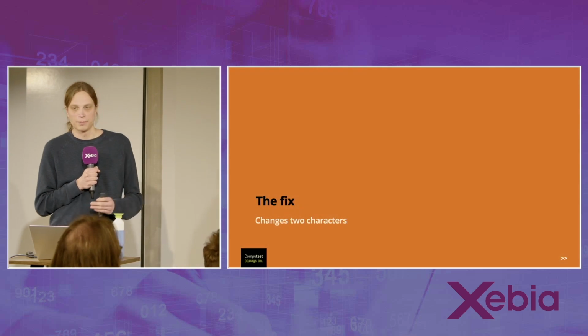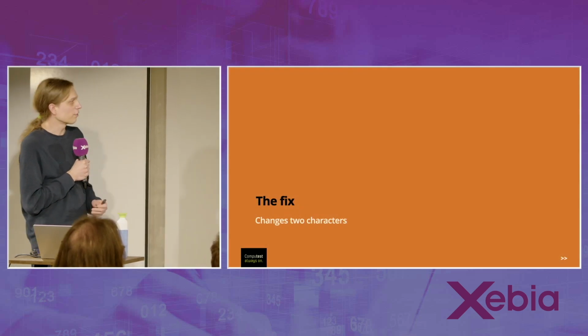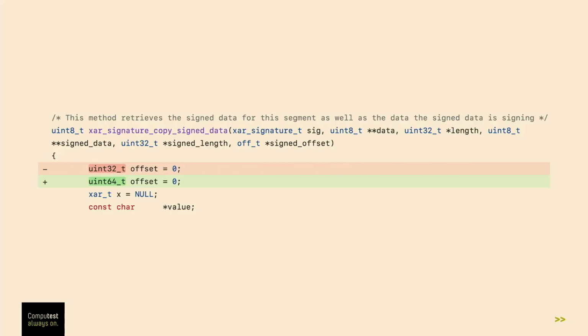So the fix, well, surprisingly, the entire fix is changing 2 characters: changing UINT32 to UINT64. That's all that's changed for fixing this vulnerability. And because it's open source, you can actually see it on GitHub like this when they publish the new version of the code, that they only changed this part.